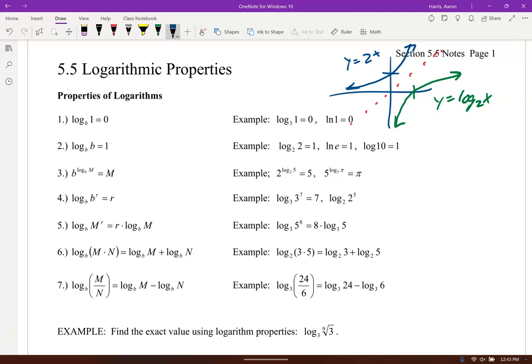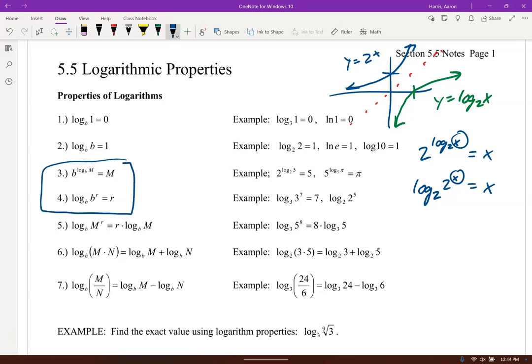So in other words, if we take their composition, if I take 2 to the log base 2 of x, it'll undo it, and it'll just leave you with that x right there. And same thing if we take the logarithm. If I take log base 2 of, and then I put the exponential in, 2 to the x, it'll undo it and leave me with x. Okay, so that's these two properties right there.